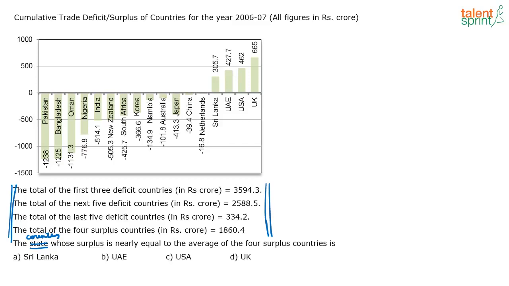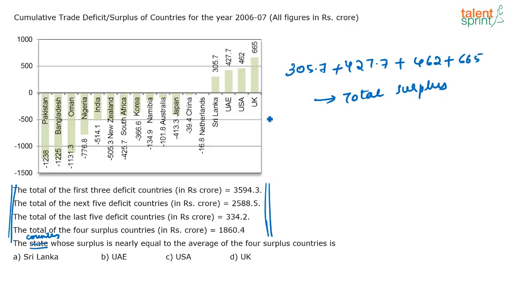So, here what should I actually do? I should be adding the surplus of all these 4 countries, that is 305.7 plus 427.7 plus 462 plus 665. This will give me the total surplus of these 4 countries. Now, what is the average? The average is this total surplus divided by 4, because I have 4 countries here. So, basically I have to add these numbers first, get the answer and divide it by 4.